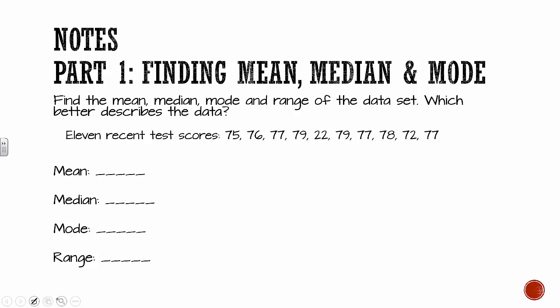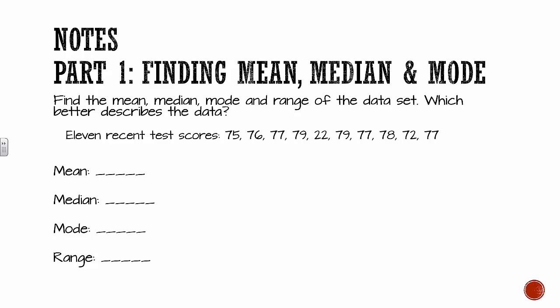Alright, part 1, finding the mean, median, and mode. We need to find the mean, median, mode, and range of the data set, and then say which better describes the set of data. So if we're looking at this, the first thing I always do is I organize my data. It makes it really easy to find the median, really easy to find the range, and then the mode just appears because you have everything so close.